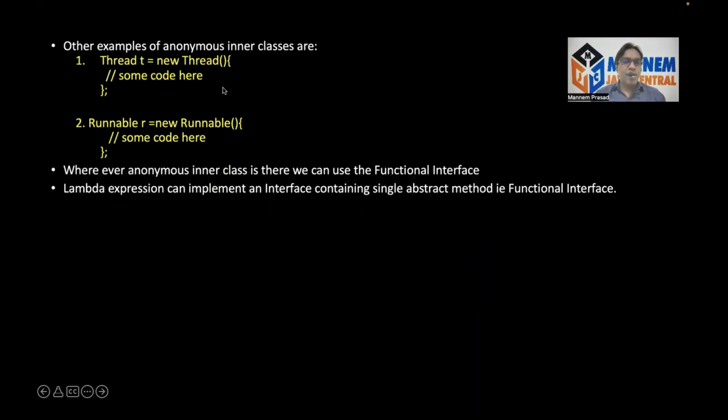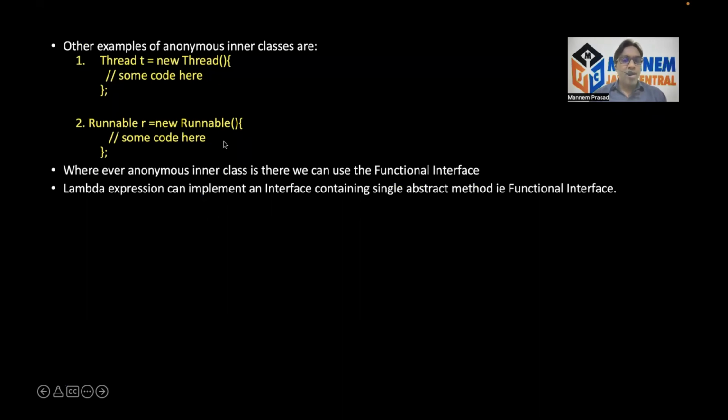Let's see other examples of anonymous inner class. So see, Thread t is equal to new Thread. For this thread, we have provided implementation. And Runnable r is equal to new Runnable. You know, new Runnable and provide implementation here. So these two are also other examples of anonymous inner class.